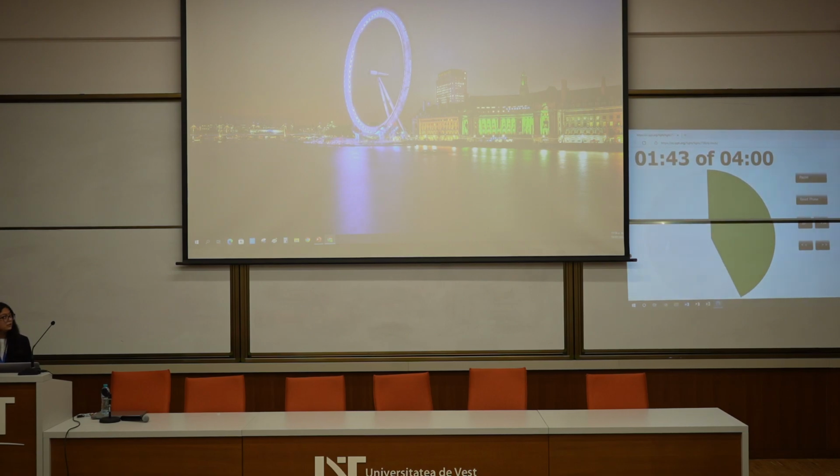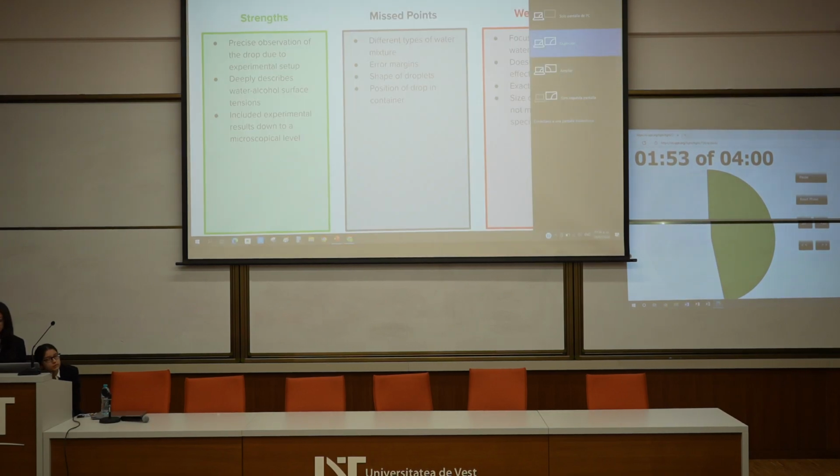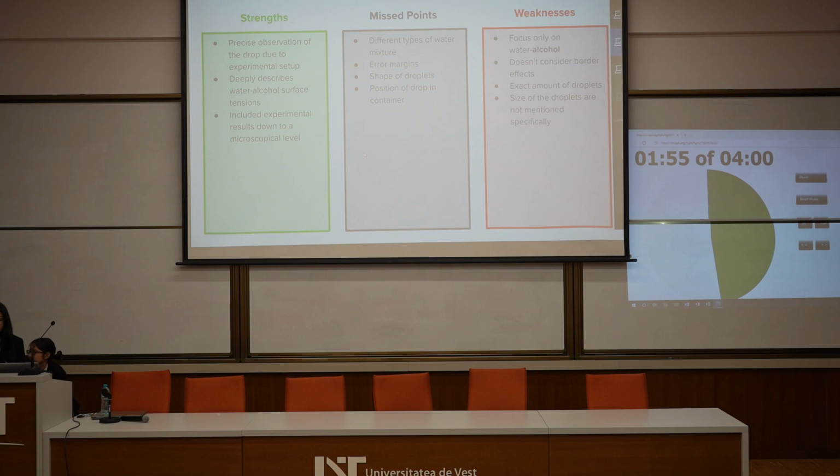I think it would have been interesting to explore how the position of the droplet in the container affected things, seeing if they controlled it being in the exact center of the container, how it was affected if it was more to one side, or the border effects of the surface tension inside of the container.